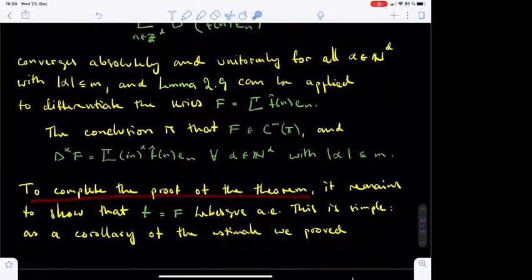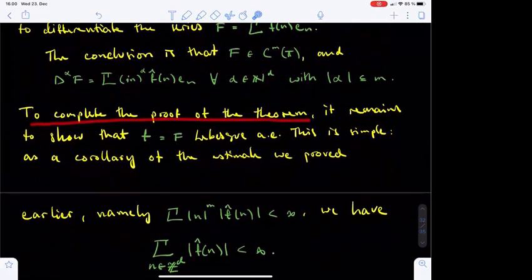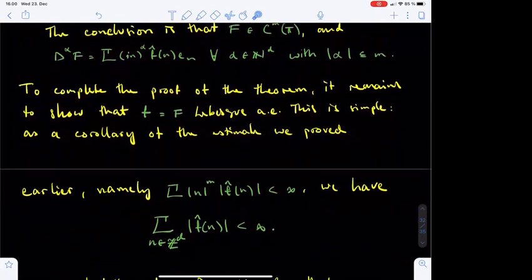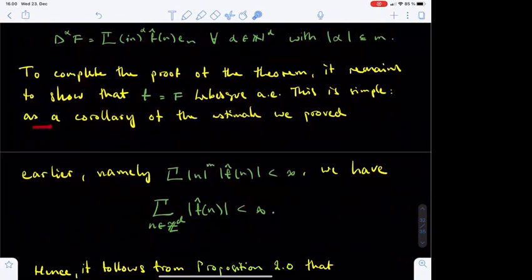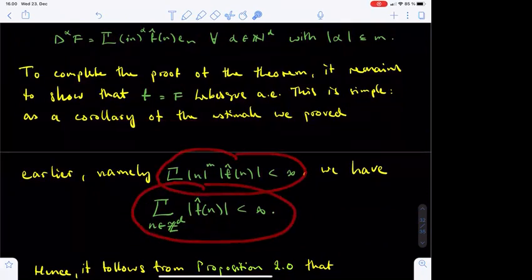To conclude the proof of the theorem, it remains to show that the Sobolev function f coincides almost everywhere with the smooth function big F. This is simple. As a corollary of the estimate we proved earlier, we see that the sum of the absolute values of the Fourier coefficients of f is finite.